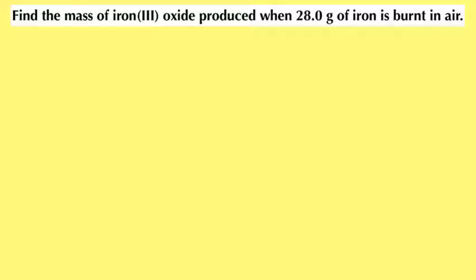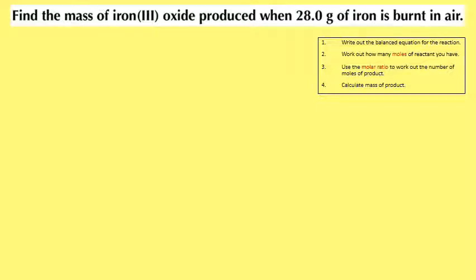So here we have the first example, and it is we need to find the mass of iron 3 oxide produced when 28.0 grams of iron is burnt in air. Okay, so first of all, we'll remind ourselves of our little process. And that's our process there. So we remember that from the previous slide. So let's look at the question again. Find the mass of iron 3 oxide produced when 28 grams of iron is burnt in air. So air means oxygen in this case.